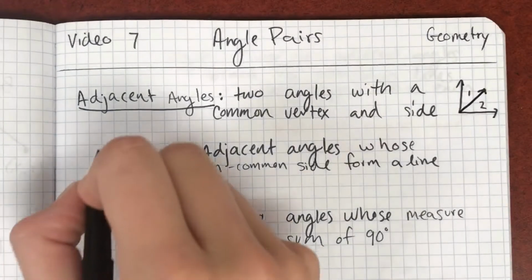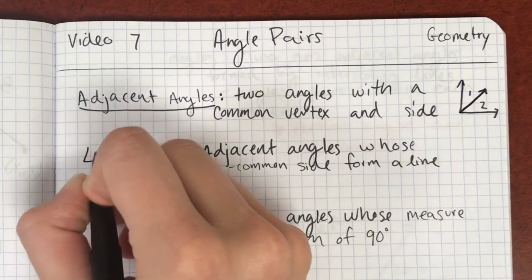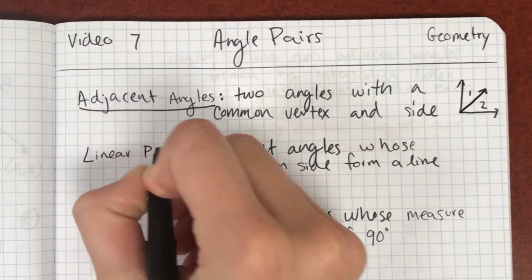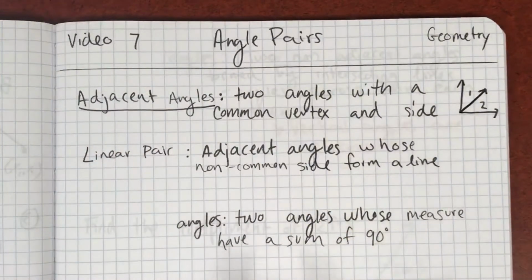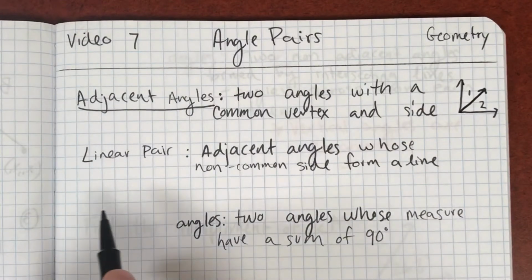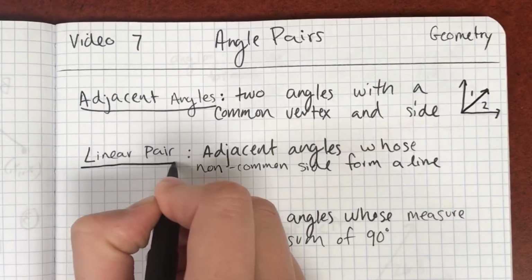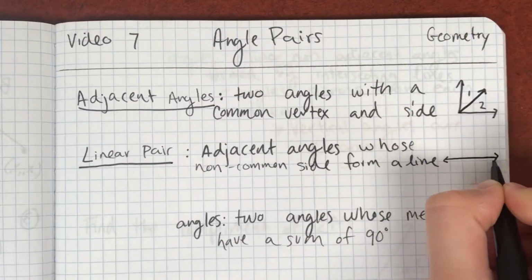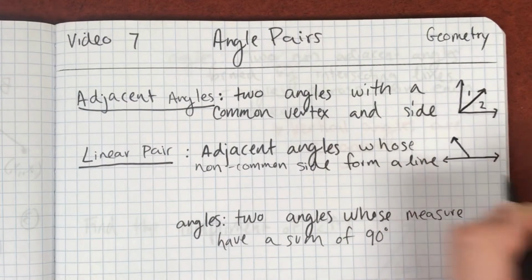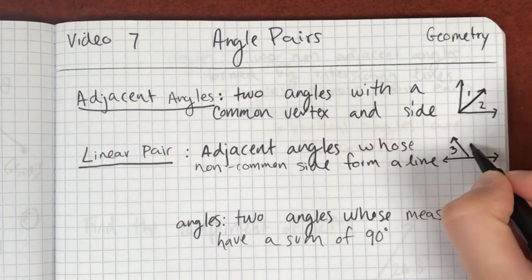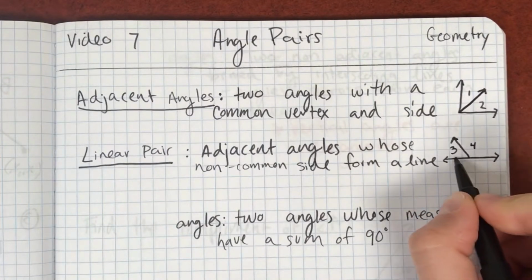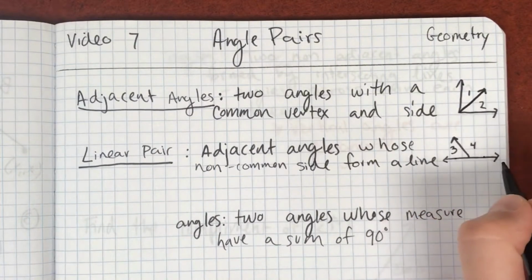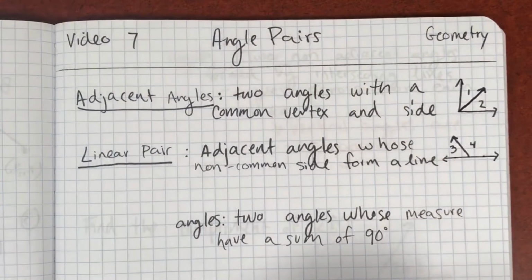All right, a linear pair are adjacent angles whose non-common sides form a line. So we have two angles, and we can call this angle 3 and 4. Their non-common sides form that straight line, that 180 degrees.